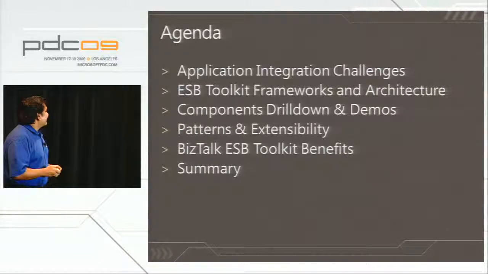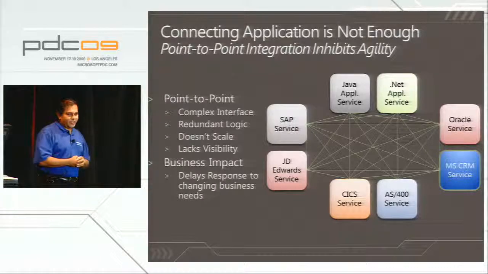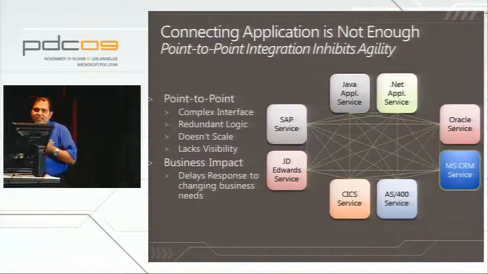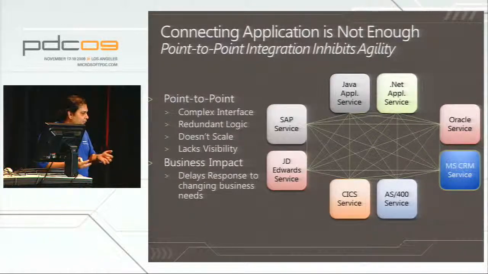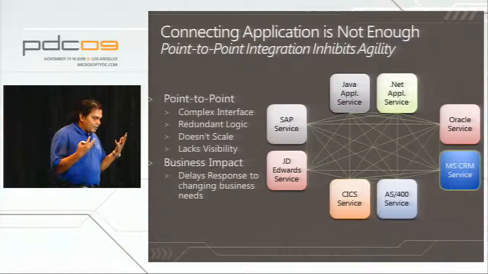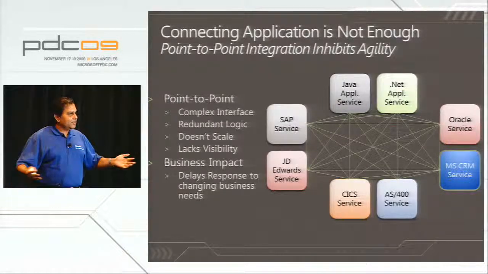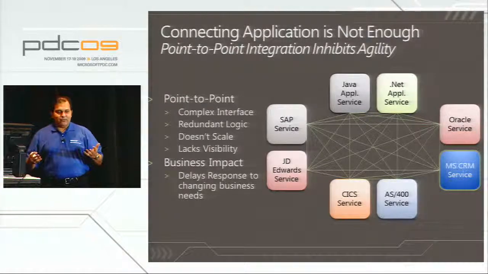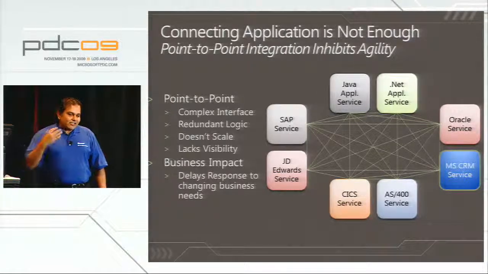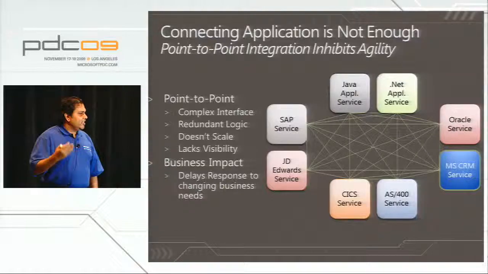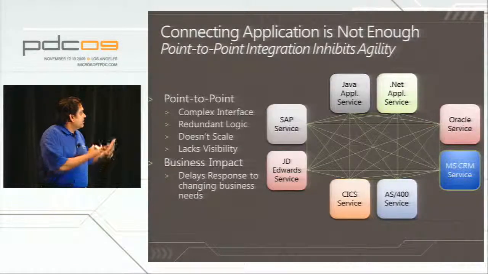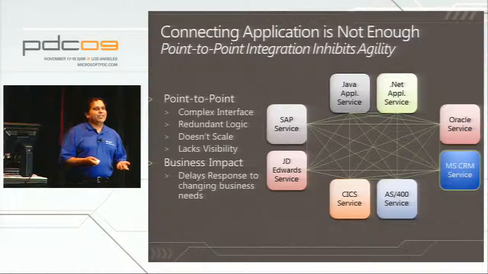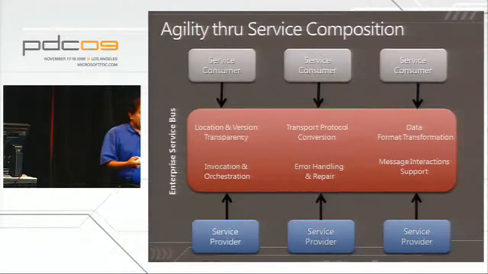So anyway, let's start with the integration challenge. One of the key things is that creating point-to-point integration, connecting applications together in a point-to-point manner, yes, people have done it, but it is also a big inhibitor. We have all heard about business agility: IT is not responding to my changing business needs as fast as it could. And one of the key reasons is the point-to-point integration techniques. But why is that the case?